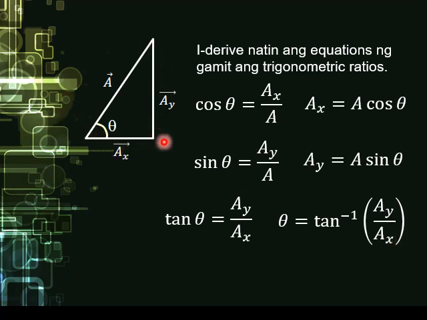Now, since right triangle siya, pwede rin natin gamitin ang Pythagorean theorem. Yung A, kasi siya yung hypotenuse dito, kaya A squared. And then, yung dalawang sides, yan yung A sub x at saka A sub y. Kaya naging A squared equals A sub x squared plus A sub y squared. Okay, so, ito yung mga formulas na gagamitin natin kapag magsosolve tayo using the component method.